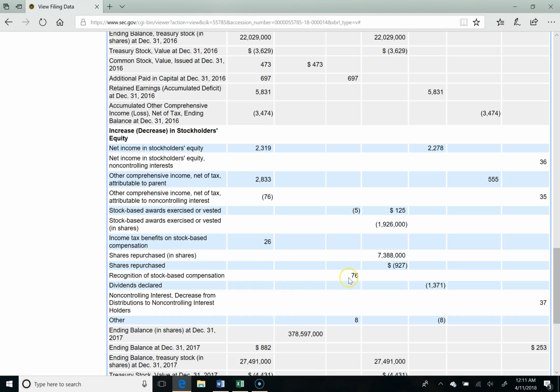There's recognition of stock-based compensation. There's an other amount of 8. And the difference is small. Actual ending equity on the balance sheet is 882. With my calculation, it's 853. These differences are not that material. So I can look at this information and say that at least my difference between comprehensive income and the net payout is quite similar to what I see here in the statement of changes in stockholders' equity.